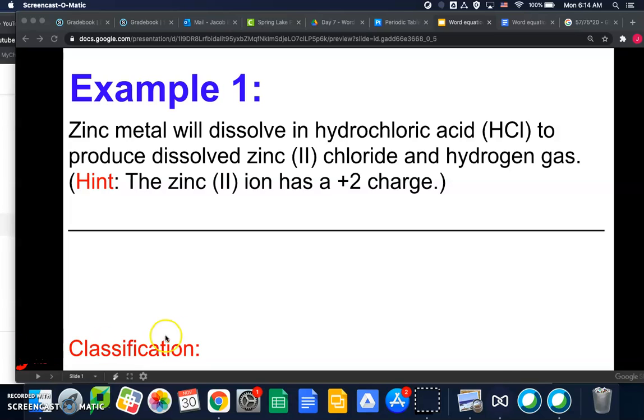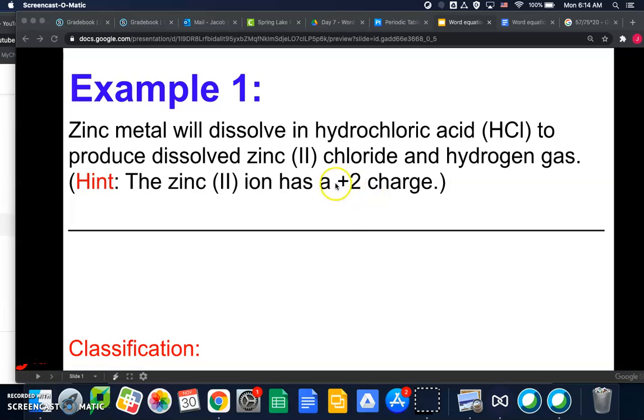All right, folks, I'm just going to go over how to do these two example problems on the word equations assignment. So in example one, it says zinc metal will dissolve in hydrochloric acid to produce dissolved zinc 2 chloride and hydrogen gas. And then there's a hint on here. The zinc 2 ion has a +2 charge.